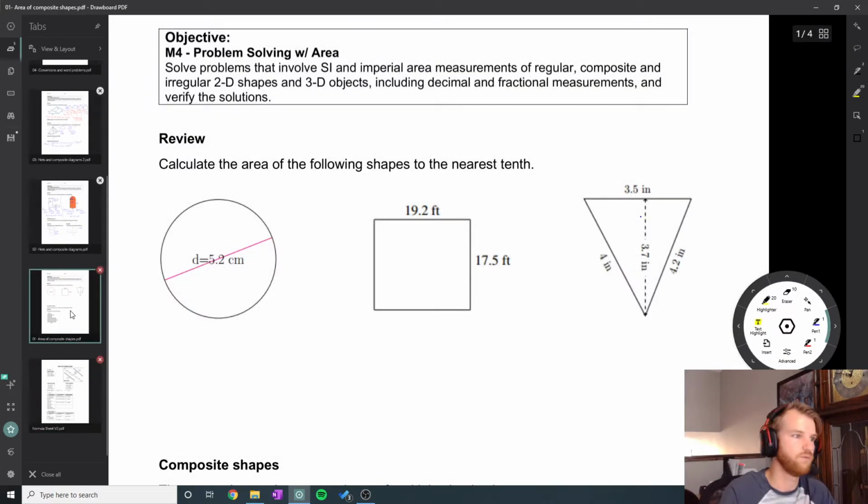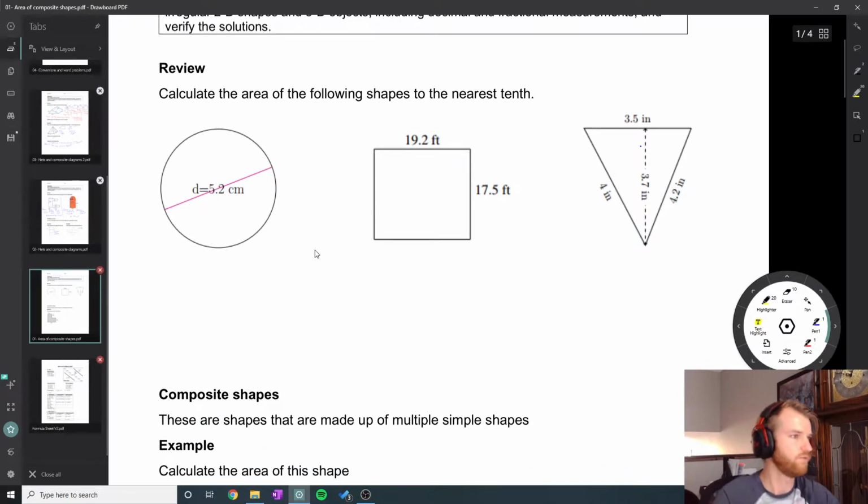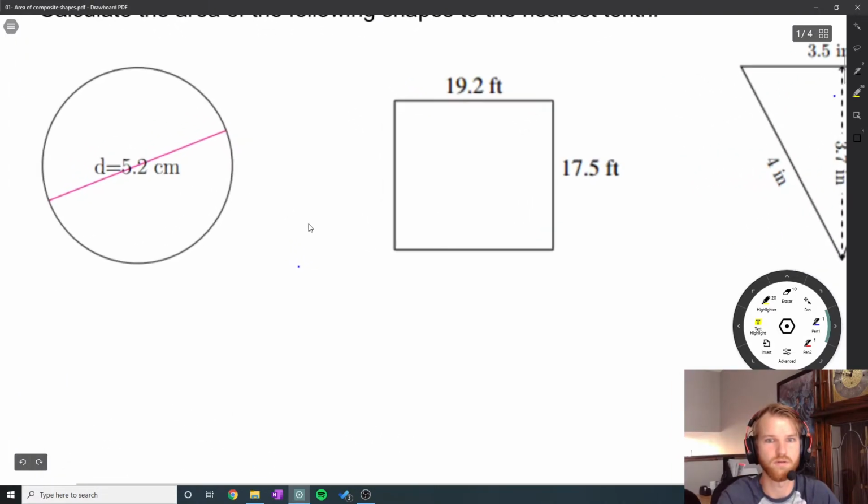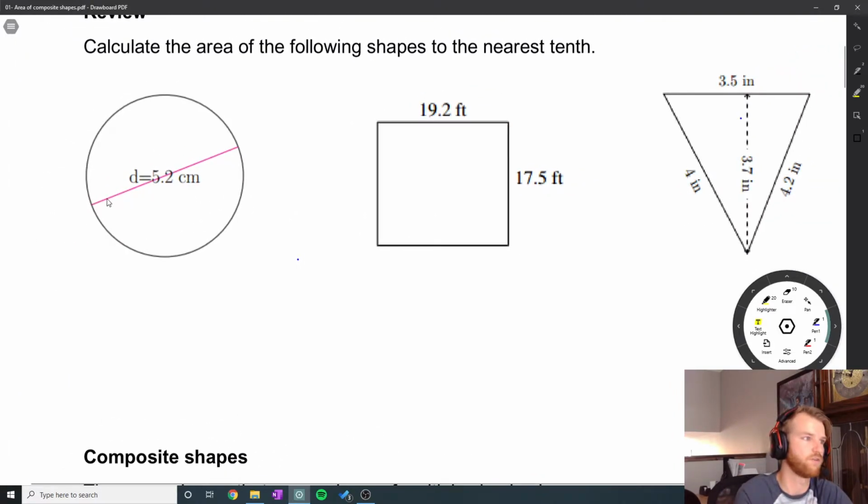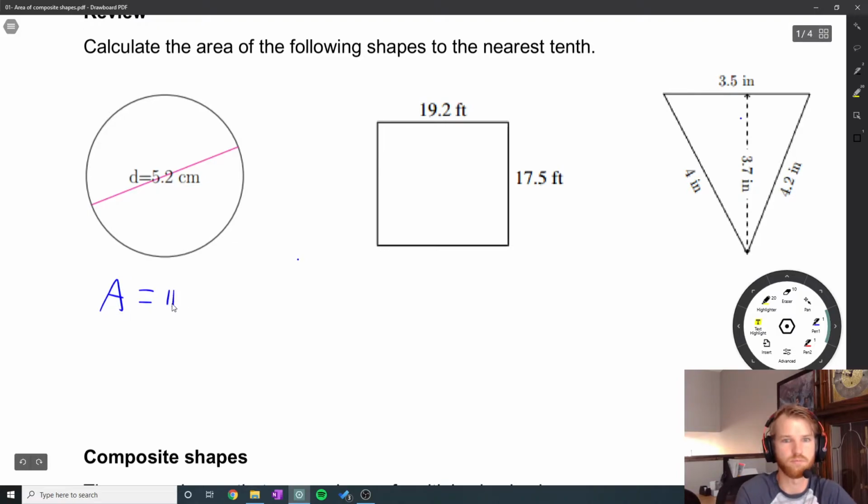All right, so let's do just these quick examples here. Okay, so to find this first one, it is telling us the diameter, saying d is equal to 5.2 centimeters here. And it has this line going all the way across. So we know that this is talking about the diameter. But for our equation for a circle, looking at our formula sheet, it says that the area is equal to pi r squared. Okay, so we don't need the diameter, we need the radius. So that was going to be half of 5.2. So first I would just take 5.2 and divide by 2 to find half of it. And that's going to give me 2.6 centimeters.